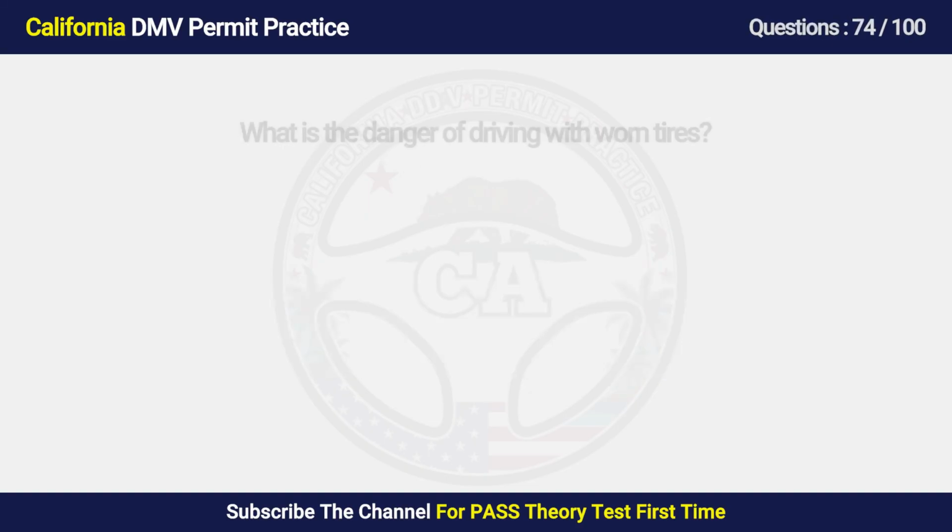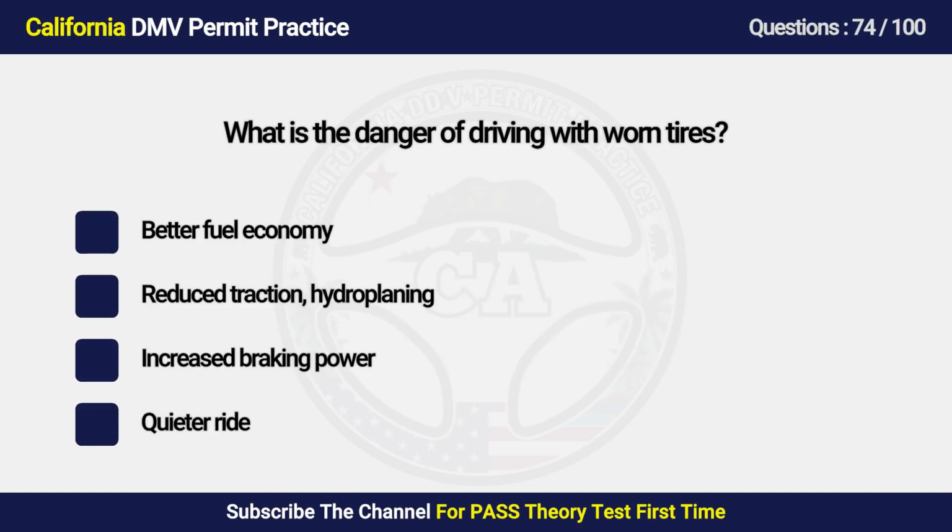Question 74. What is the danger of driving with worn tires? A. Better fuel economy. B. Traction hydroplaning. C. Increased braking power. D. Quieter ride.